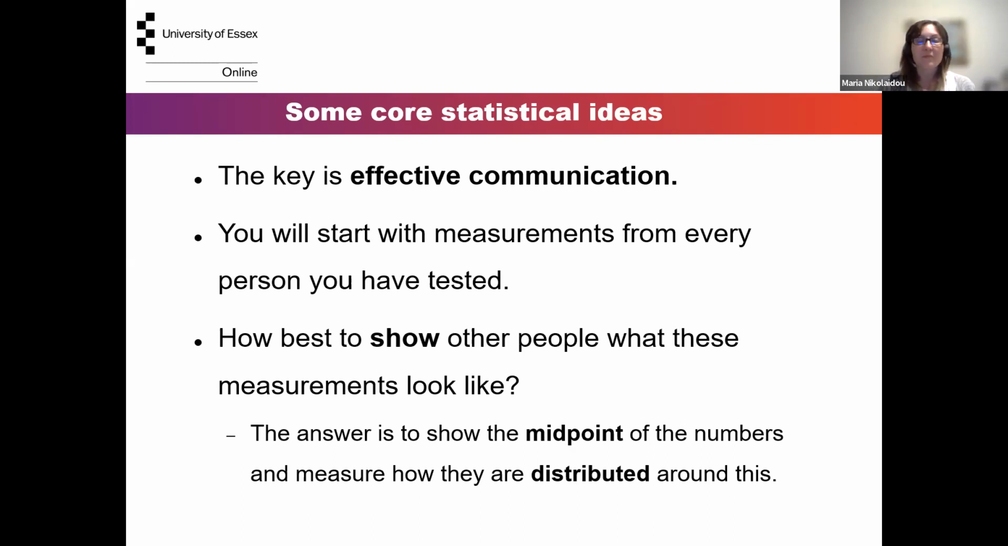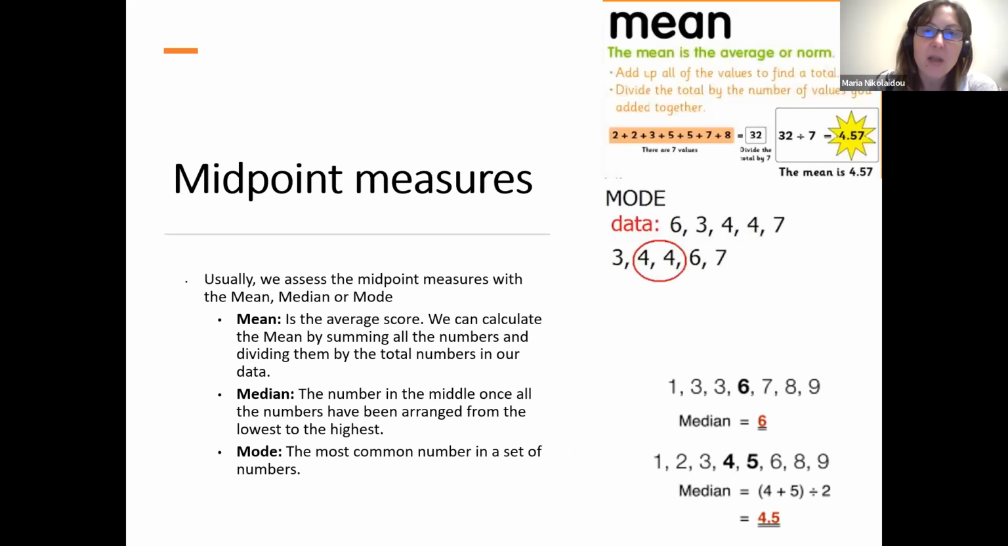is. So the best way to show other people what our data look like is to show the main point of those data and measure how they're distributed around this midpoint. So what do we mean by midpoint measures? We usually assess the midpoint measures with the mean, median, and mode. So the mean is the average score.